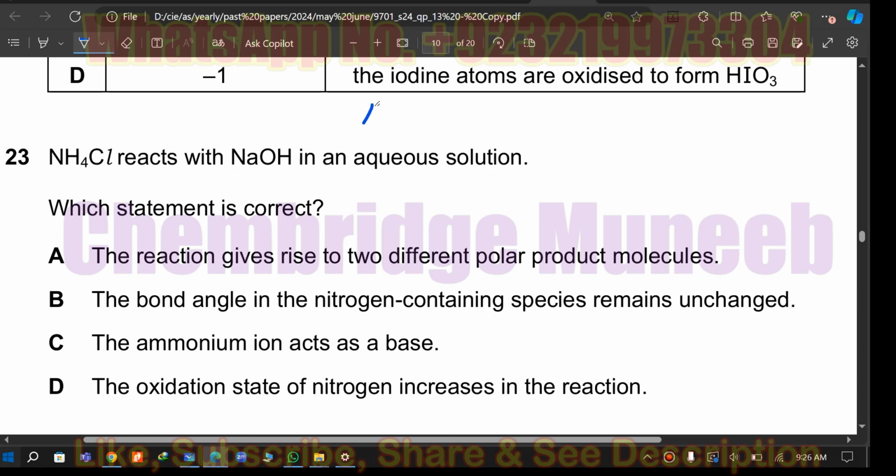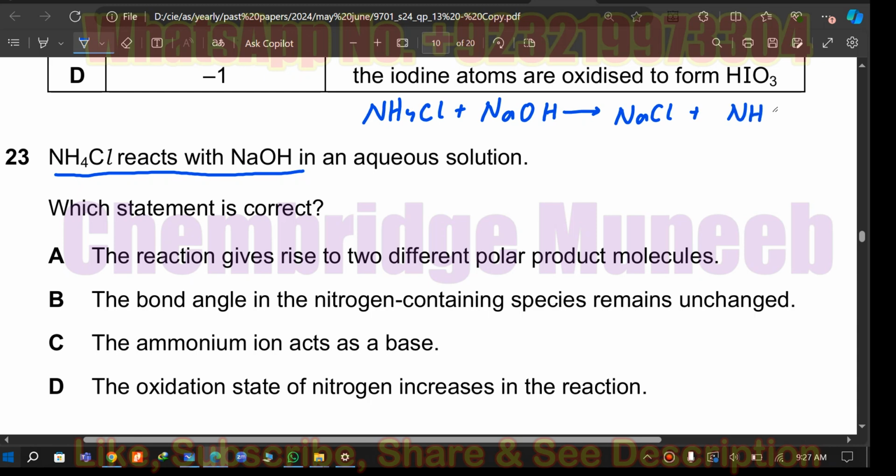When NH4Cl reacts, we have this reaction type here. We have to react NH4Cl with NaOH, and as a result we get NaCl plus NH3 plus H2O. This is the whole chemical reaction.